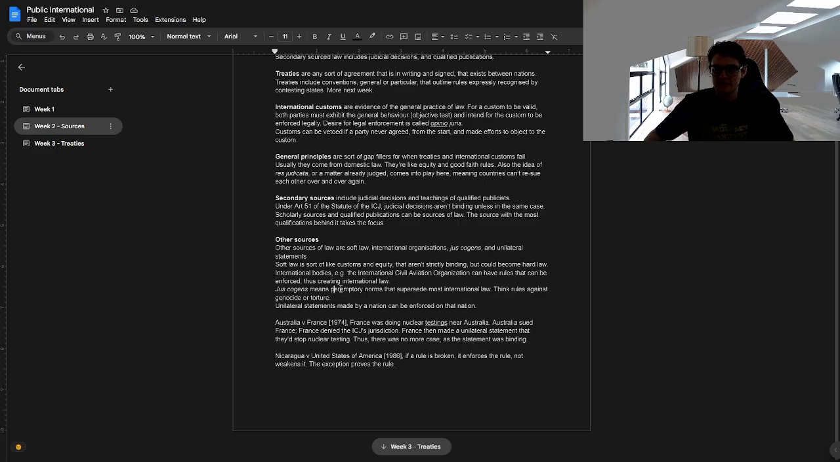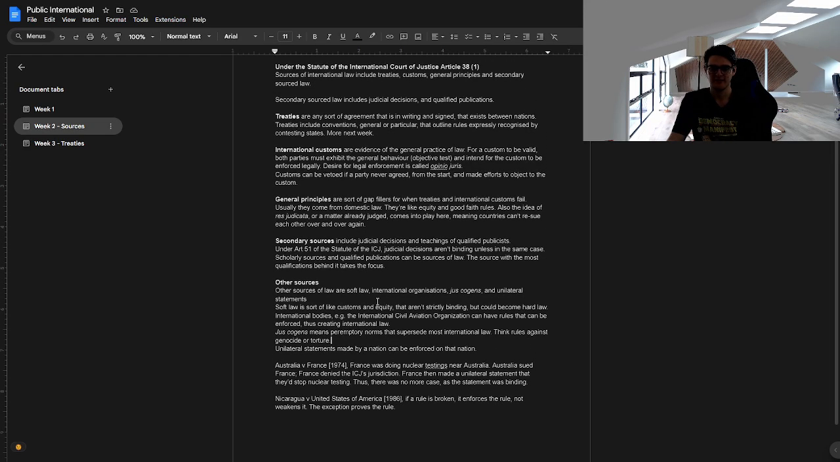Jus cogens means peremptory norms that supersede most international law. So for example, if Australia contracts Indonesia and says, hey Indonesia, we will give you 50,000 cows if you commit genocide. Well, that might be a treaty, and Indonesia might sign it, but jus cogens would say, hey guys, genocide's kind of bad, let's not do that, and that would supersede the treaty. Same with torture, slavery, that kind of thing. Under jus cogens, they are never justifiable in international law.